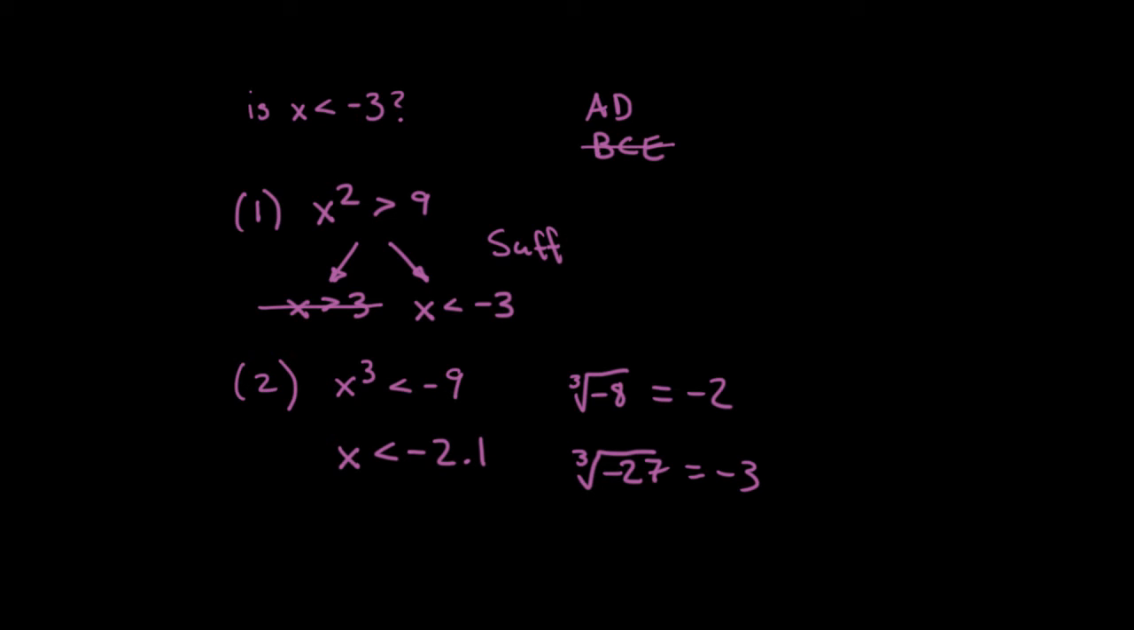Now, if x is less than negative 2.1, well, maybe it's something like negative 2.5, which is not less than negative 3. But maybe it's something like negative 14, which is less than negative 3. So since I don't know whether x is less than negative 3, statement 2 is not sufficient to answer that question above, making the correct answer A.